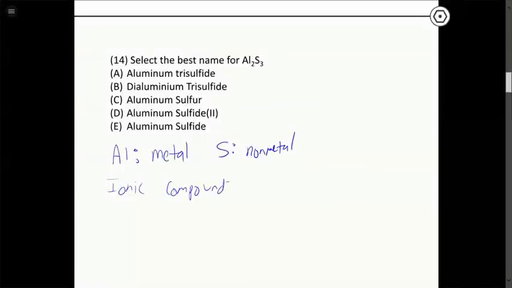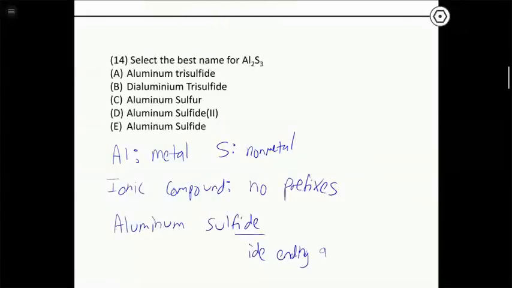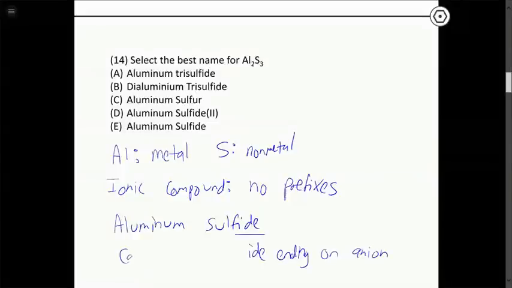And the key point about ionic compounds compared to covalent compounds is that for ionic compounds, we don't use any prefixes. We only use prefixes for covalent compounds. So we just name the cation, which is aluminum, without changing it. And then the anion, sulfide, with an IDE ending. Really, for any name, whether it's covalent or ionic, we put an IDE ending on the second element, but in this case it just goes on the sulfur, sulfide. So you just do cation plus anion with IDE ending. So it's just aluminum sulfide.